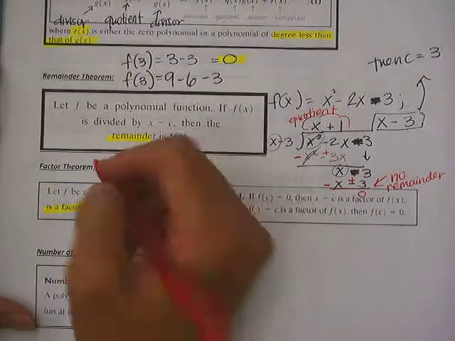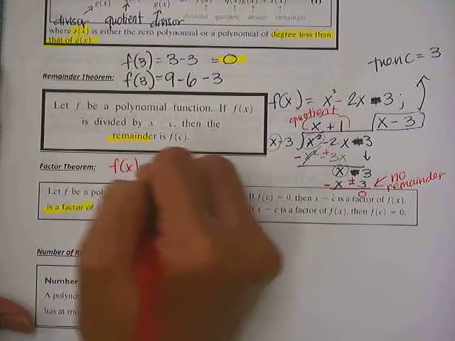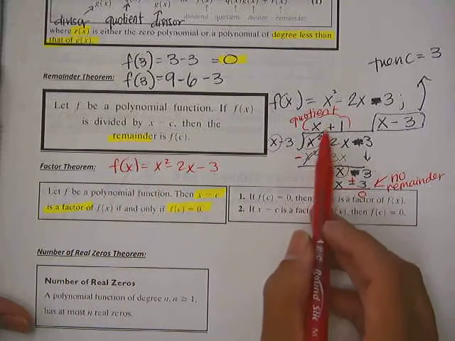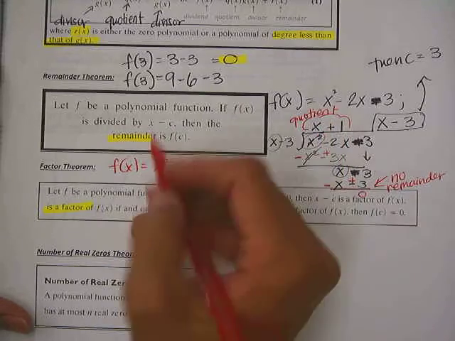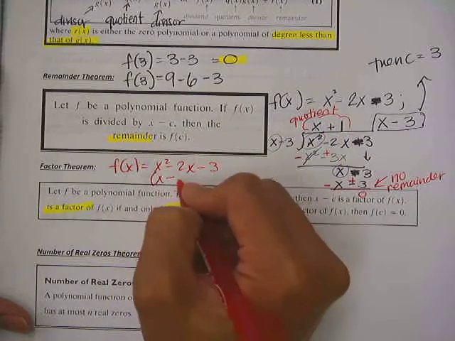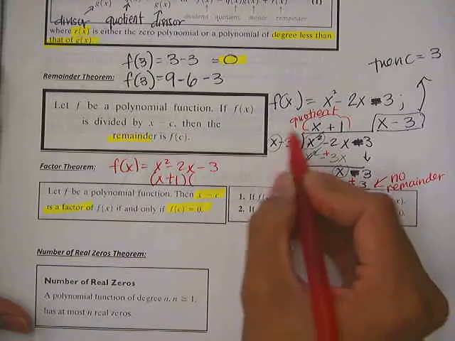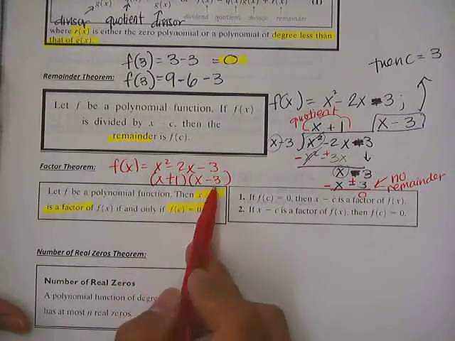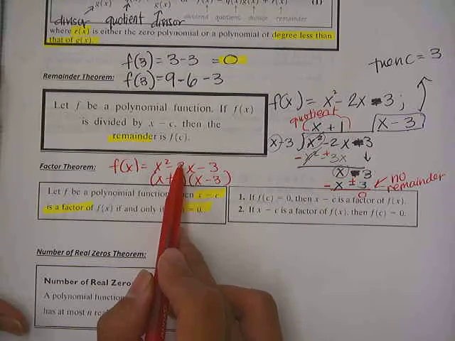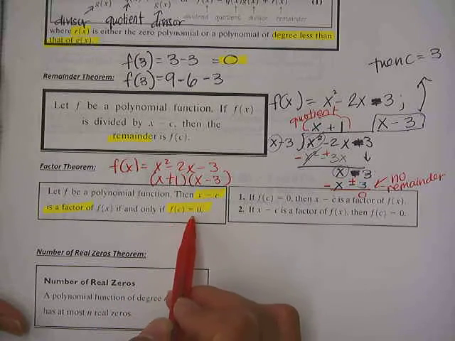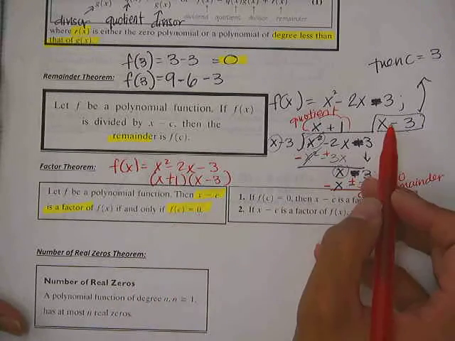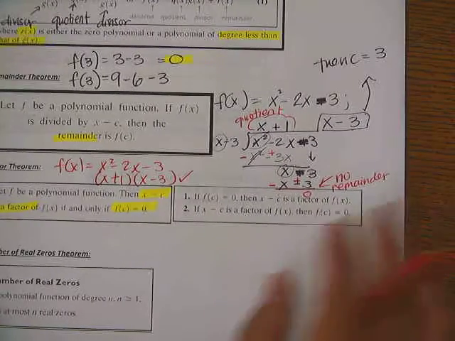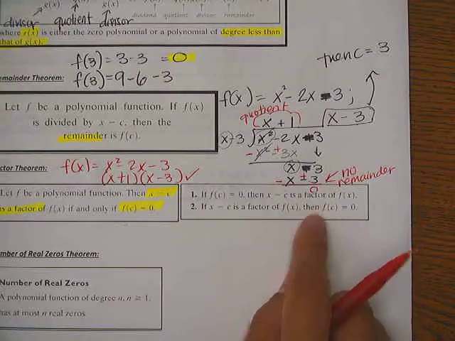Well, let's look. F of x equals x squared minus 2x minus 3. Okay, I have one quotient, which is x plus 1, and I have another factor, x minus 3. If I were to FOIL this back out, I would get this. So that's what it means. If you have a remainder 0, then this is a factor. Okay? In another word, this is just kind of going backwards.